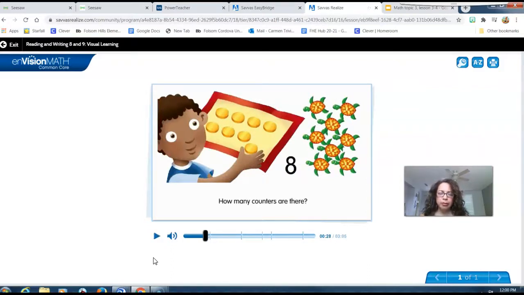Alright boys and girls, this is the time for you to think and answer inside your head. How many counters do you think there are if there are 8 turtles? Let's see if you're right. There are 8 counters.